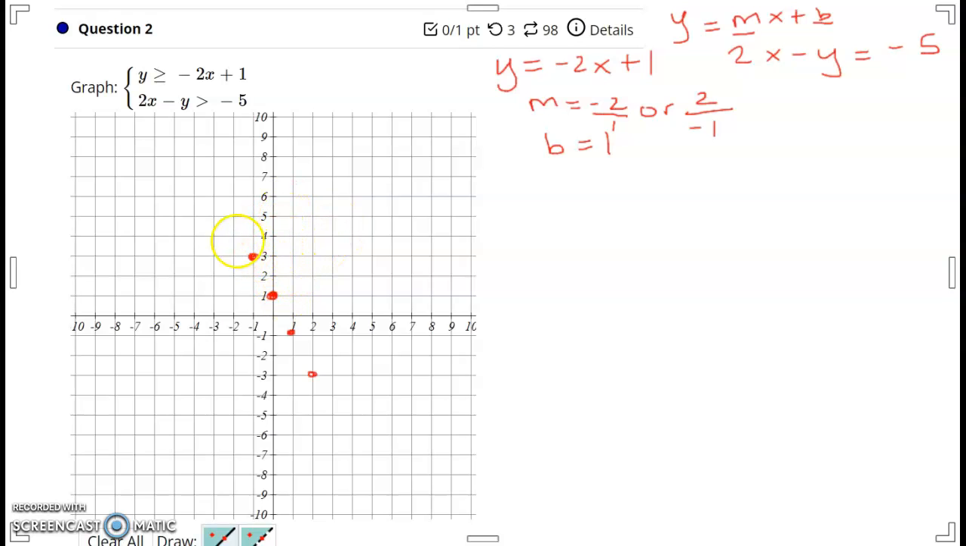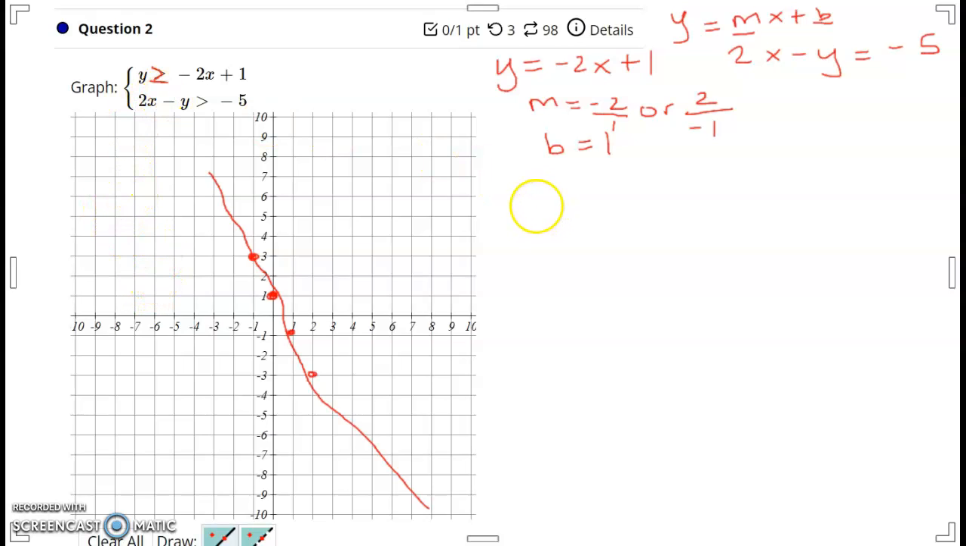Okay, now that we have the points, I'm going to look back to the original inequality. Notice it's got an equal sign underneath. So since it's greater than or equal to, that equal makes it have a solid line. So it's not going to be the straightest, we'll do our best. Okay, so we've got our line, and then we need to shade this line.